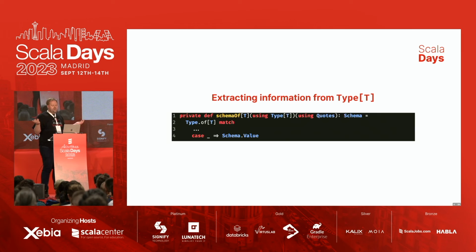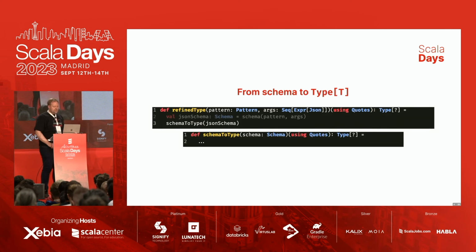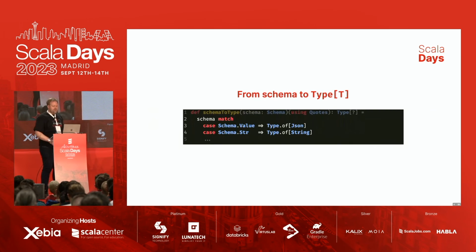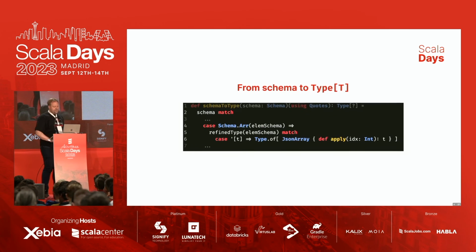And if it's none of those cases, then we just say it's a JSON value, because we don't have enough information to know anything statically. So now let's see how we can take this schema and create a type again. For values and strings, it's trivial. We can just use the constructor type of to construct those statically known types.